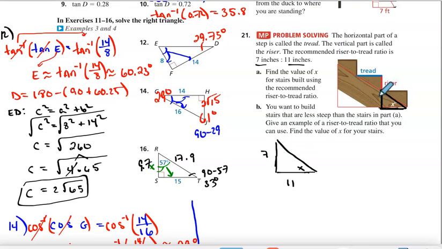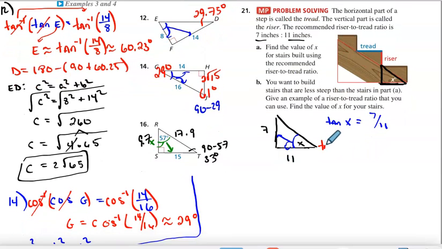The steps go on forever, but once I have the first step, it's going to be the same angle. All right. So to get this angle x, I have the opposite and the adjacent. So the tangent of x is equal to the opposite over adjacent. Now I just need the angle.